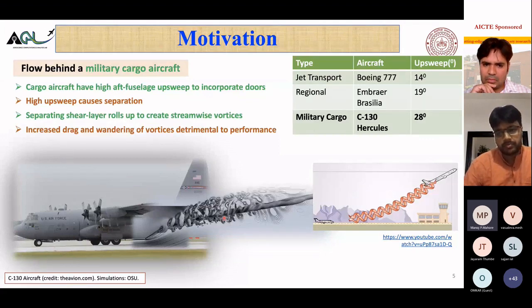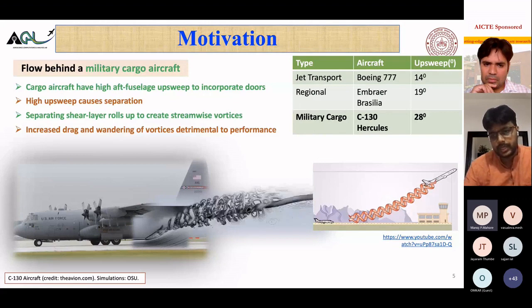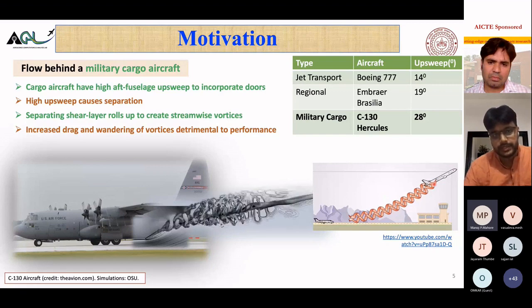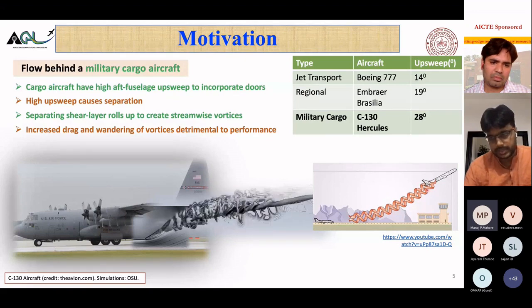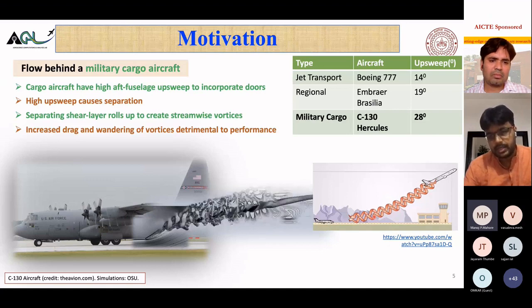So that is detrimental to performance. And why is that? If you look at the picture on the right, although this is showing the wing tip vortices, the same thing is true for the after body vortices also. If you have a vortex shed by a given aircraft, and there is another aircraft approaching, it might get trapped into these after body vortices, the trailing vortices, and that may be detrimental to the approaching aircraft.